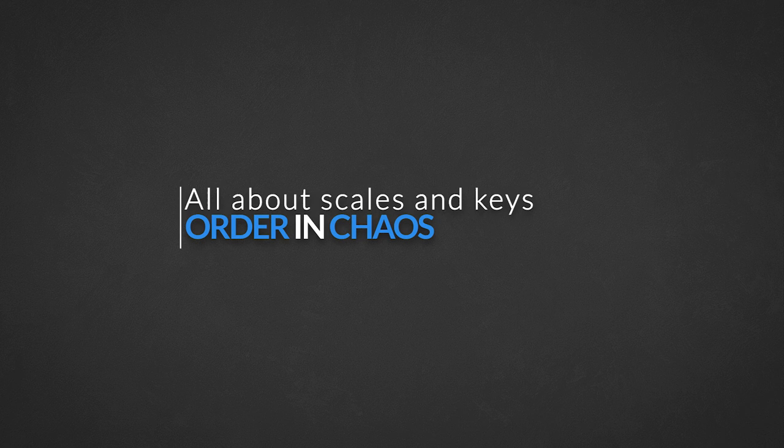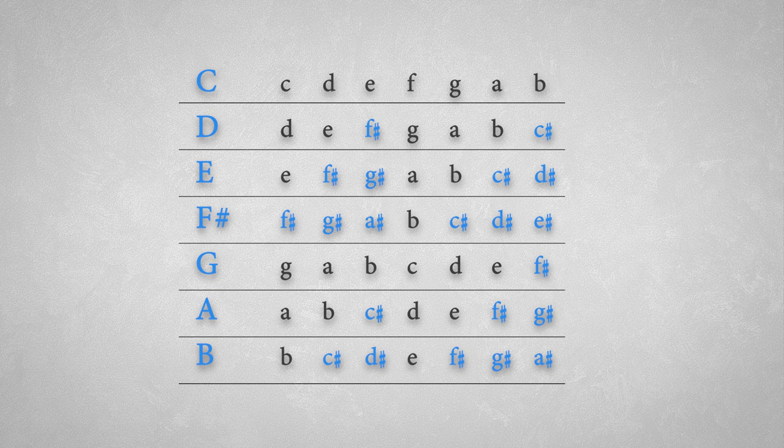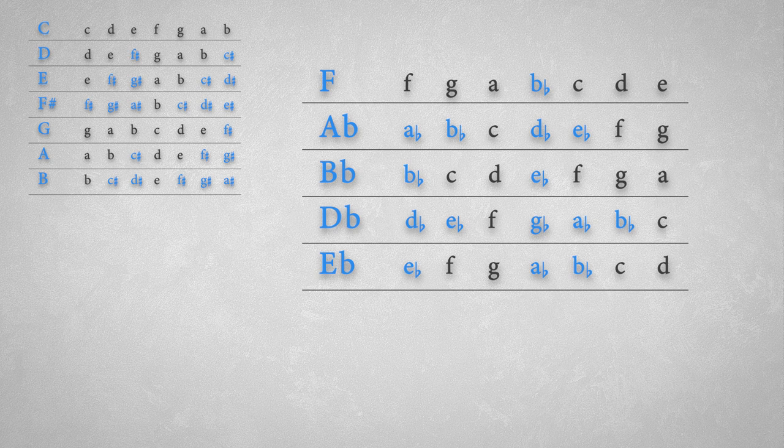So, if we would make corrections in all the scales, we would end up with the right scales. The scales that need raised notes are D major with two sharps, E major with four sharps, F sharp major with six sharps, G major with one sharp, A major with three sharps, B major with five sharps. The scales that need correction with flattened notes are F major with one flat, A flat major with four flats, B flat major with two flats, D flat major with five flats, and E flat major with three flats.